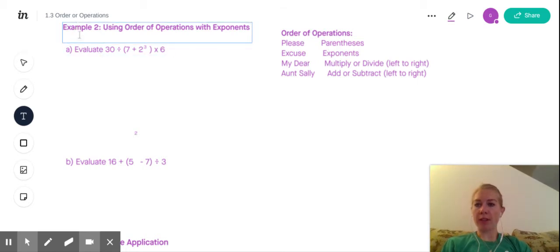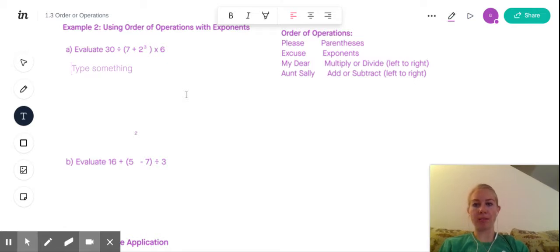All right, let's go over example 2 in chapter 1, section 3, order of operations. Example 2 is using order of operations with exponents. So very similar to the last example, but this time we will be using exponents within our expression.